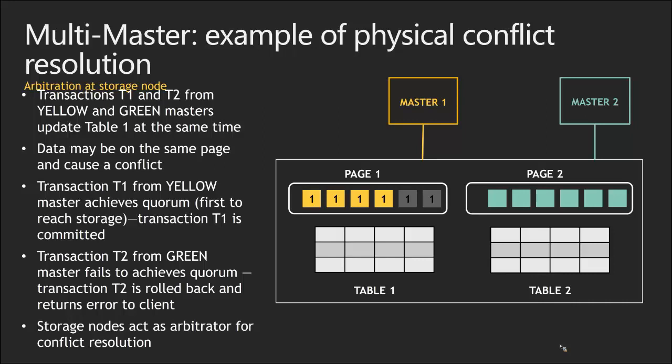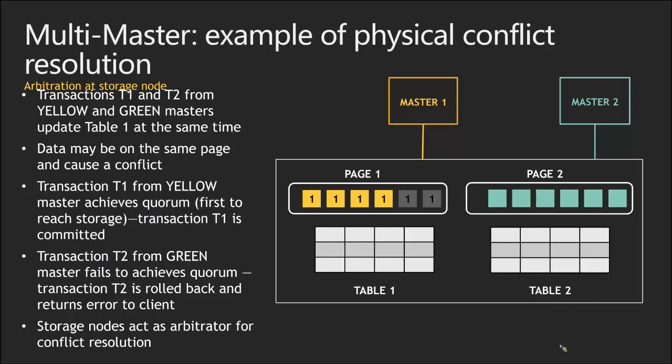And even if the 2 other ones don't receive the data right away, they'll receive it between those nodes. So either they'll receive the request directly, or they'll complete the data from the other 4 nodes. So if, in this example, master 1 gets a response from 4 storage nodes before master 2 does, it means that transaction 1 achieves quorum, as we call it. It gets 4 out of 6. And that means that transaction 1 is committed, and transaction 2 will fail.